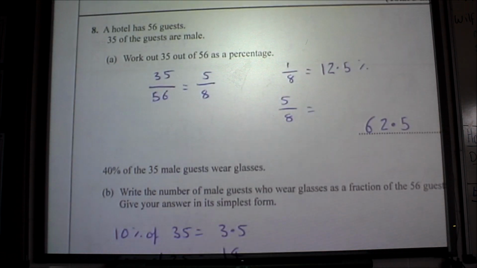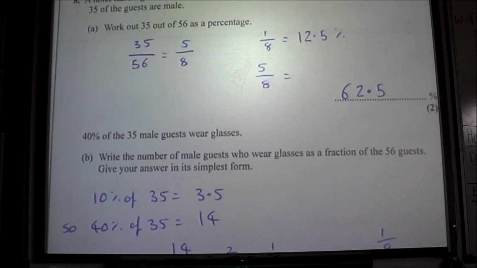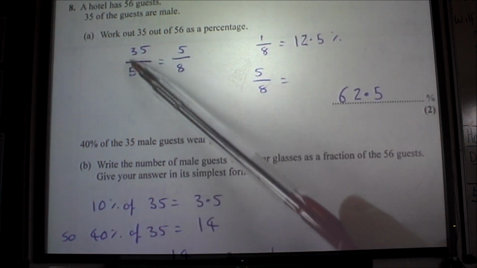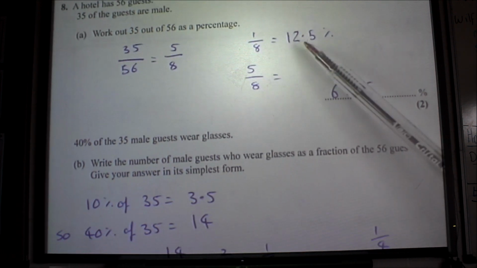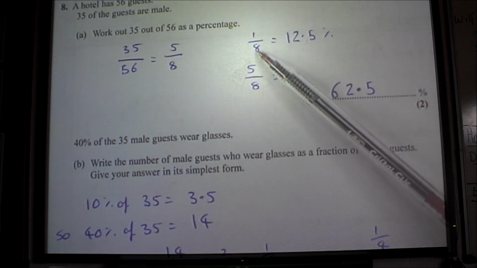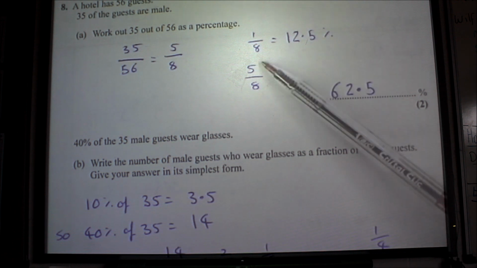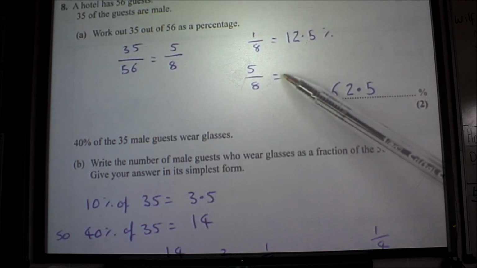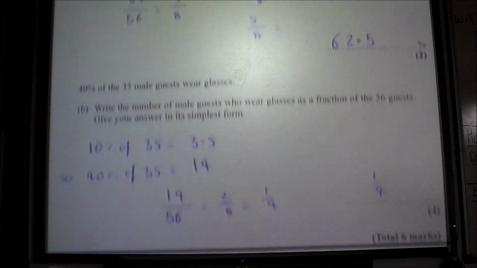A hotel has 56 guests, 35 of the guests are male. Work out 35 out of 56 as a percentage. Put it as a fraction, cancel it down, so you get 5/8. You need to know that 1/8 is 12.5%. If you imagine a half is 50%, a quarter is 25%, so 1/8 is 12.5%. So it's 5 of those, so it's 62.5.